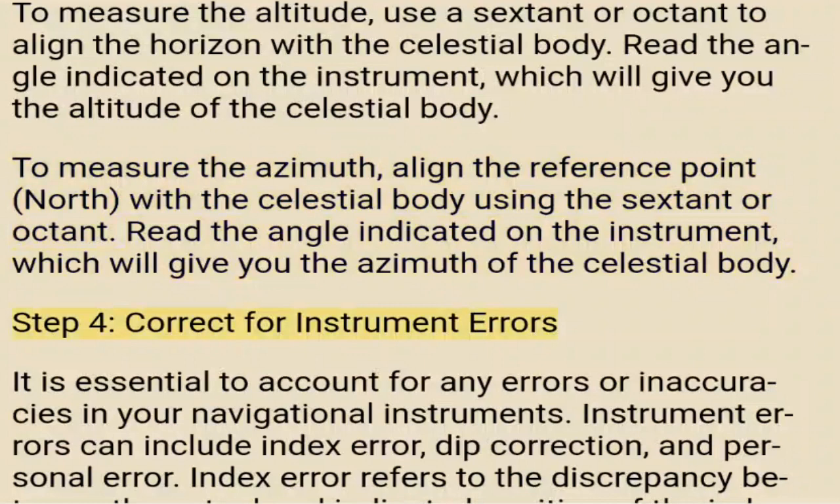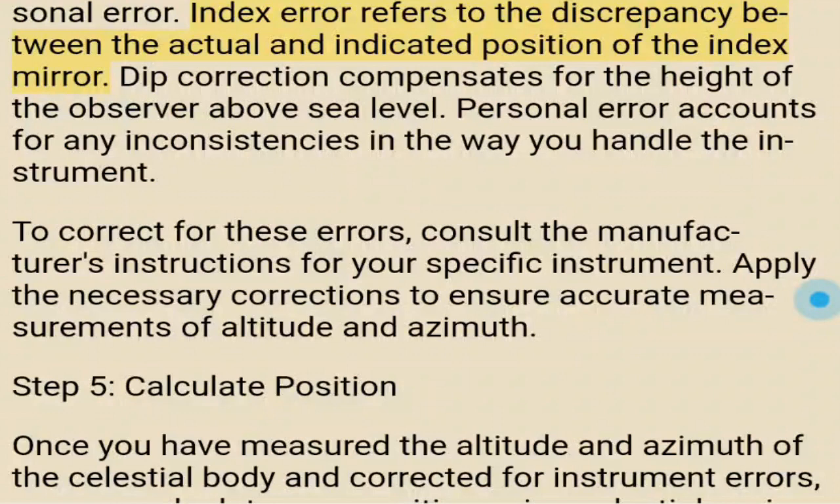Step 4. Correct for instrument errors. It is essential to account for any errors or inaccuracies in your navigational instruments. Instrument errors can include index error, dip correction, and personal error. Index error refers to the discrepancy between the actual and indicated position of the index mirror. Dip correction compensates for the height of the observer above sea level. Personal error accounts for any inconsistencies in the way you handle the instrument.